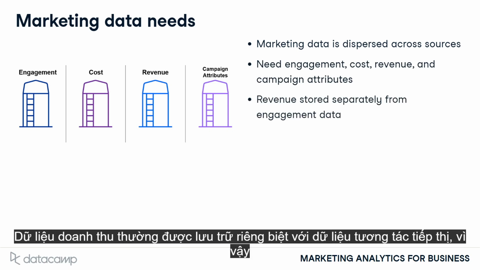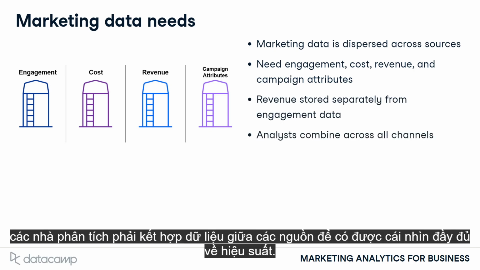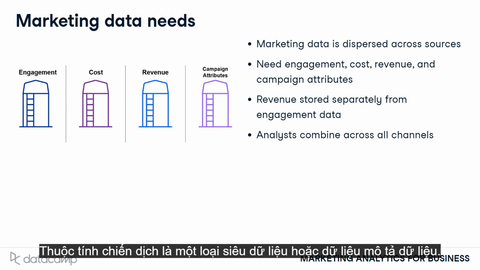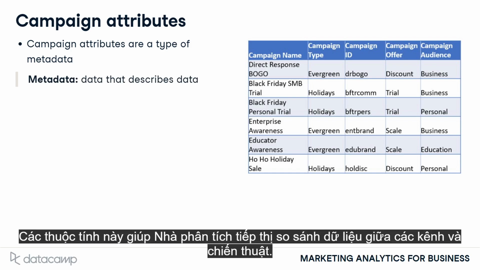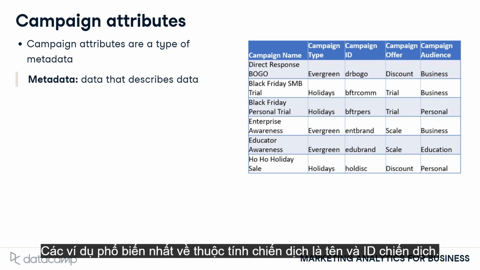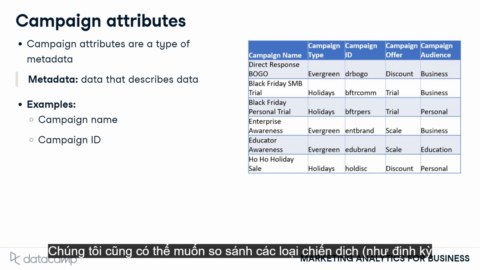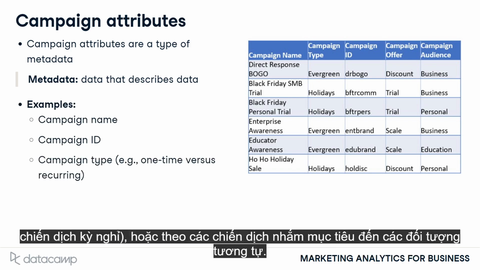Revenue data is usually stored separately from marketing engagement data, so analysts must join the data across sources to get a complete view of performance. Campaign attributes are a type of metadata, or data that describes data. These attributes help marketing analysts compare data across channels and tactics. The most common examples of campaign attributes are campaign name and ID. We may also want to compare campaign types, like recurring holiday campaigns, or by campaigns targeting similar audiences.